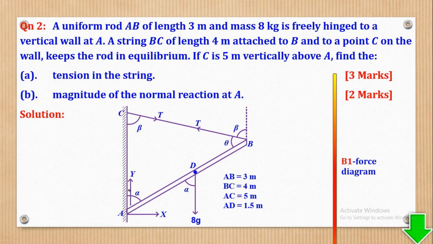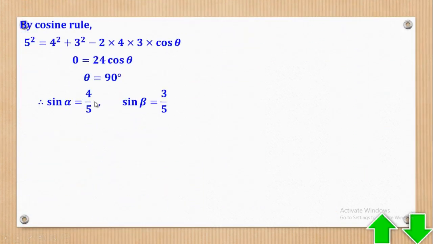when I'm here, for this alpha, it means that the opposite is this, and that BC was 4. Then the hypotenuse, remember the right angle is here, so the hypotenuse will be this, which is 5. Therefore, sine alpha will be 4 over 5. But when I go to this beta, the opposite will be this AB, which is 3. And because it's right angled at this point, the hypotenuse will be AC. Therefore, sine beta will be equal to 3 over 5.